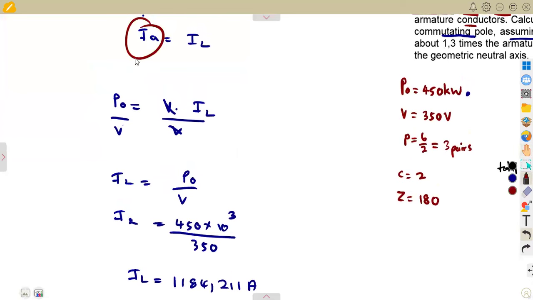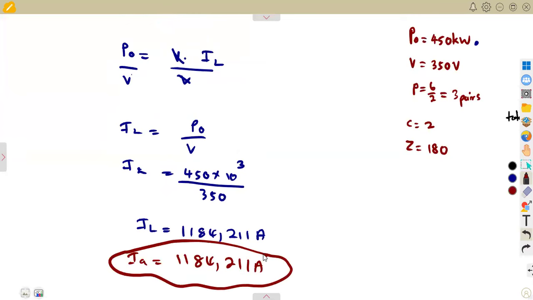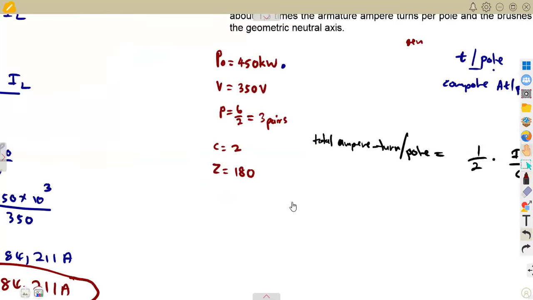But like I said, the armature current is equal to the load current in a series, so consider this as a series connection. There's nothing about the shunt that you're going to connect. No. There's nothing there. So your load current is your armature current. So that is going to be 1,184.211 amps. All right, this is our missing value that we need here.